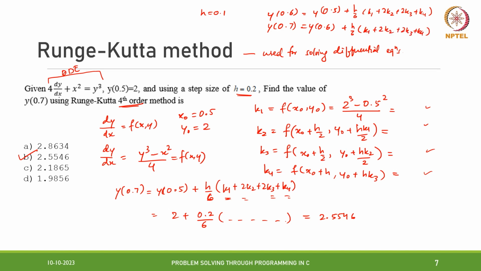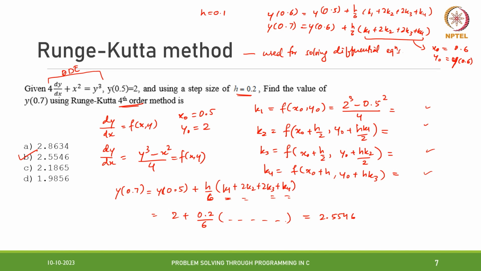But here, while you are calculating this k1, x naught would be the value 0.6, okay, and y naught would be whatever the value is at 0.6. Like whatever you get for y of 0.6 from here, that will be your x naught and y naught.